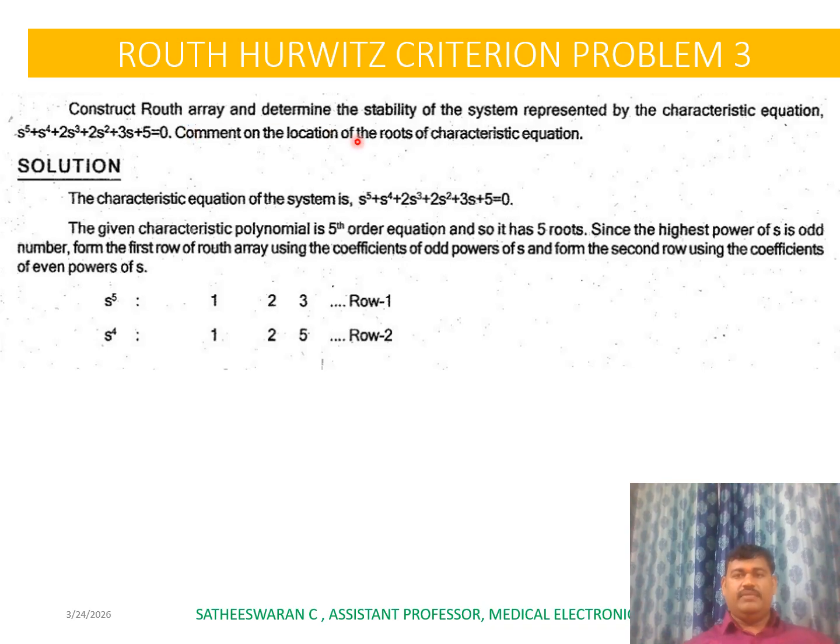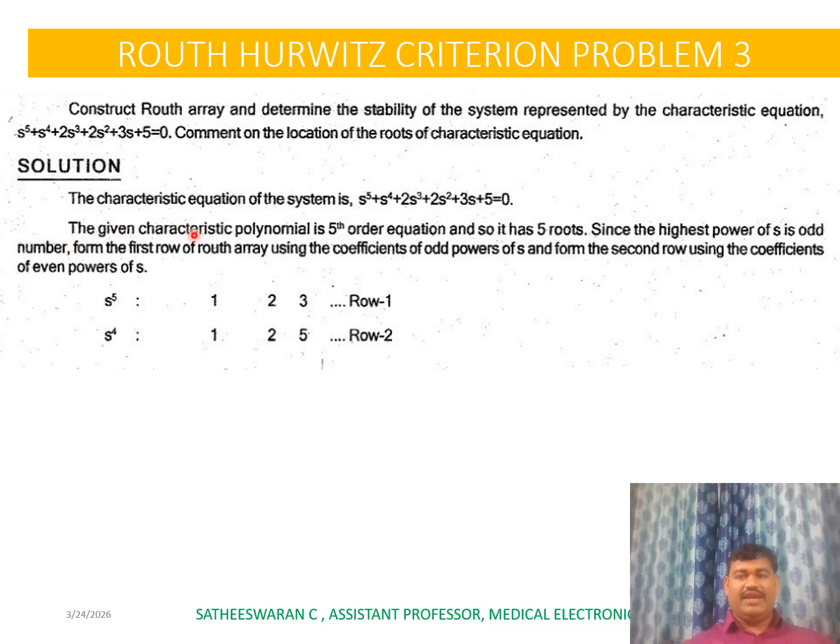Construct Routh array and determine the stability of the system represented by the characteristic equation s power 5 plus s power 4 plus 2s power 3 plus 2s square plus 3s plus 5 equal to 0. Comment on the location of the roots of the characteristic equation. The characteristic equation of the system is s power 5 plus s power 4 plus 2s power 3 plus 2s square plus 3s plus 5 equal to 0.